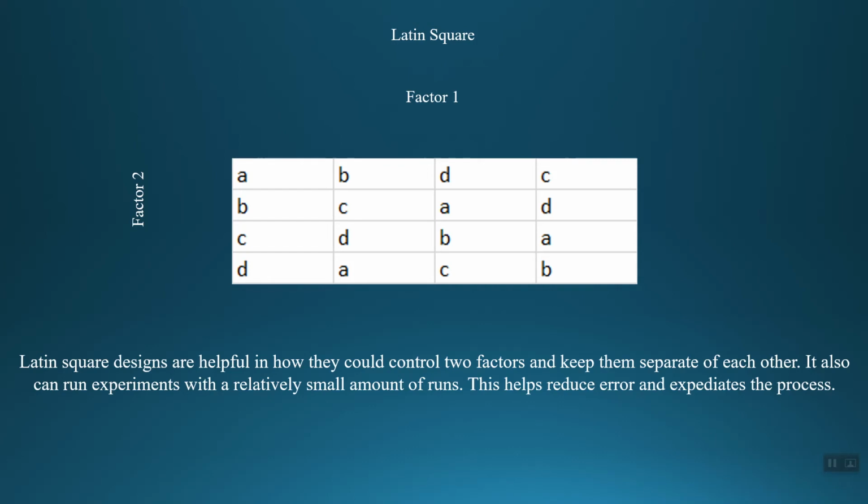Line squares serve multiple roles and provide unique benefits like how they can control two factors at once and keep them separate of each other. This helps in experiments that require two factors to be separate. Line squares are also capable of conducting experiments in smaller sizes due to how they separate the two factors from one another, allowing testing with multiple factors to utilize the same trial instead of having individual trials for each factor.